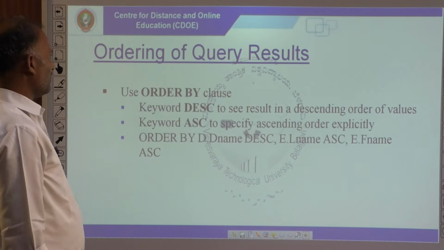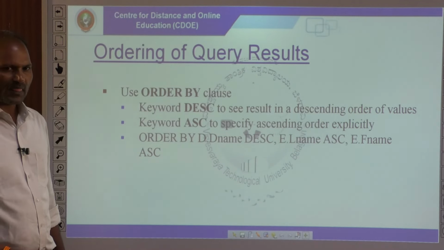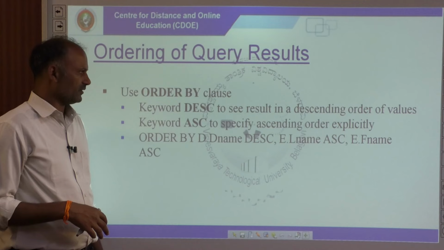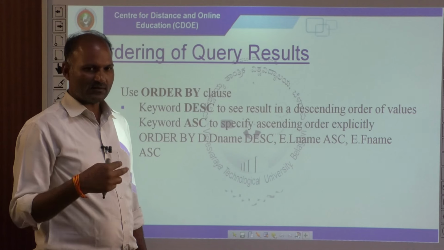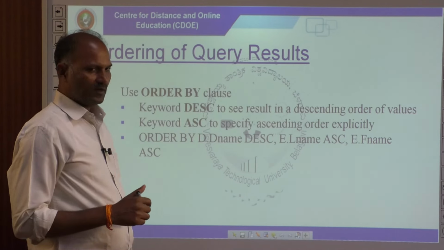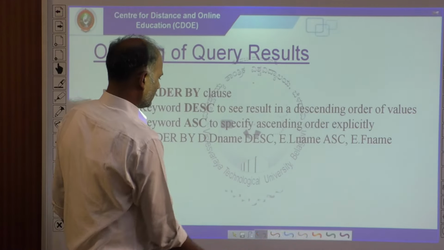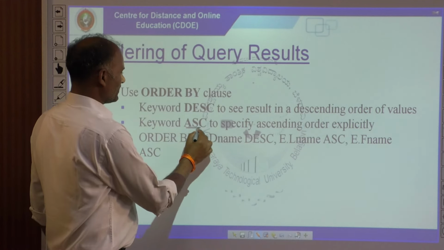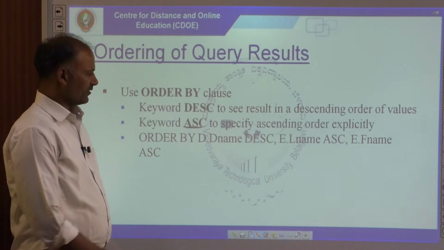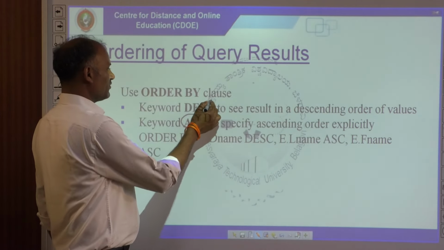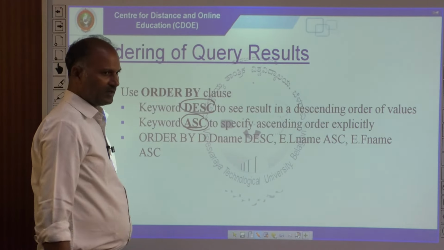The next topic is ordering of query. When you are getting the result from the database, the output can be displayed in either ascending order or descending order. To sort the data alphabetically in ascending order, we use ASC, and if you want to order the result in descending order, we use DSC.